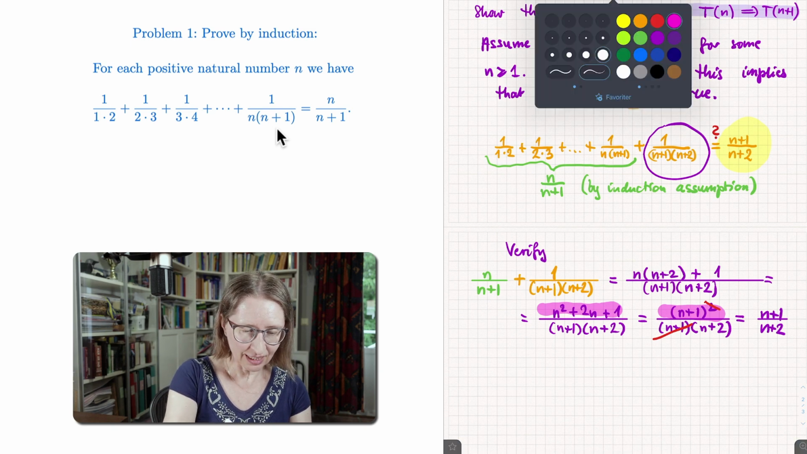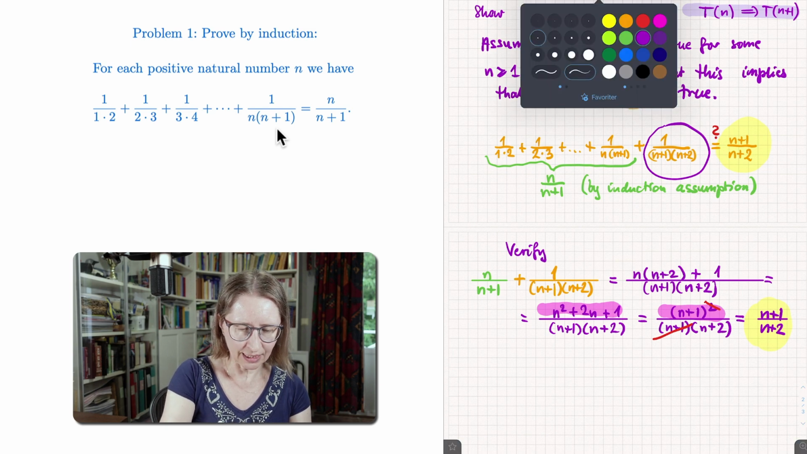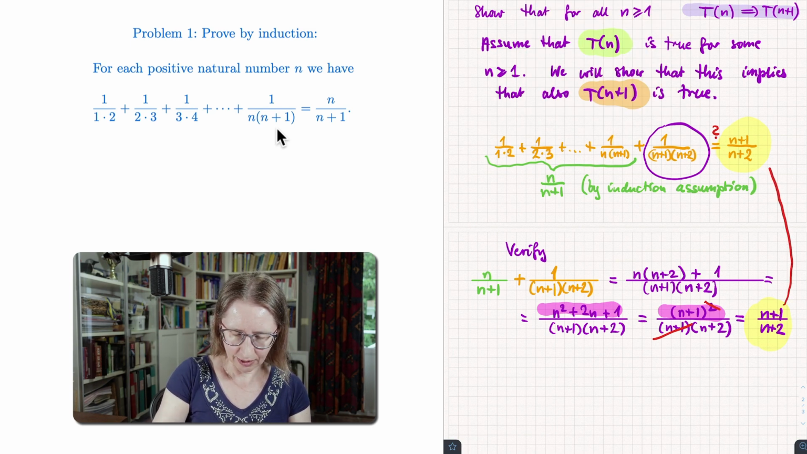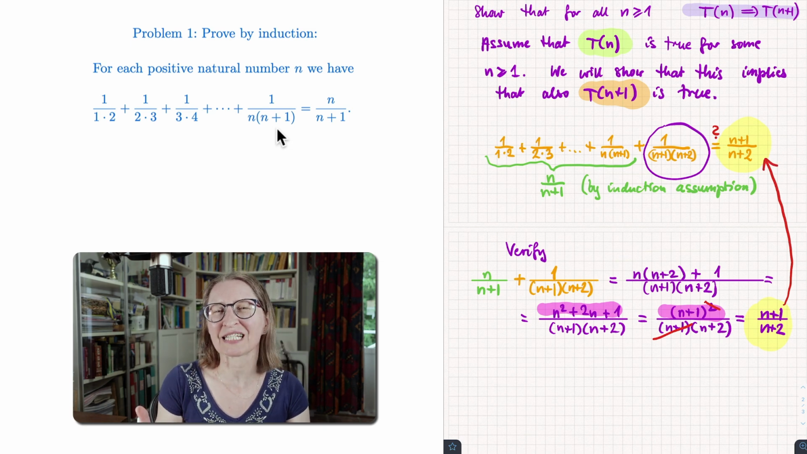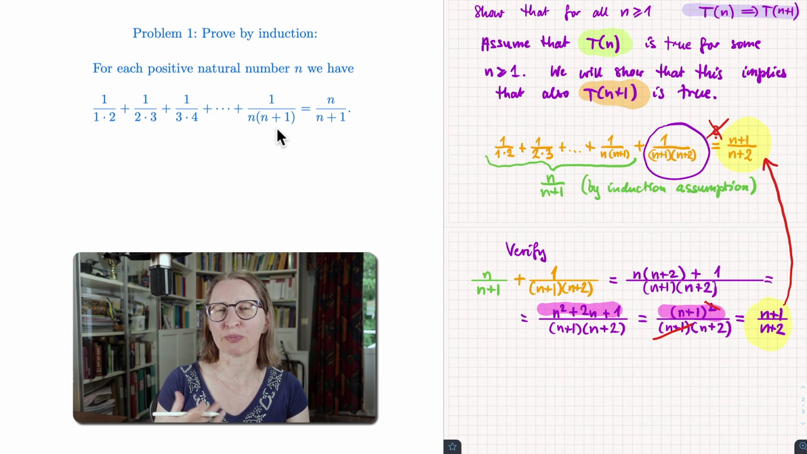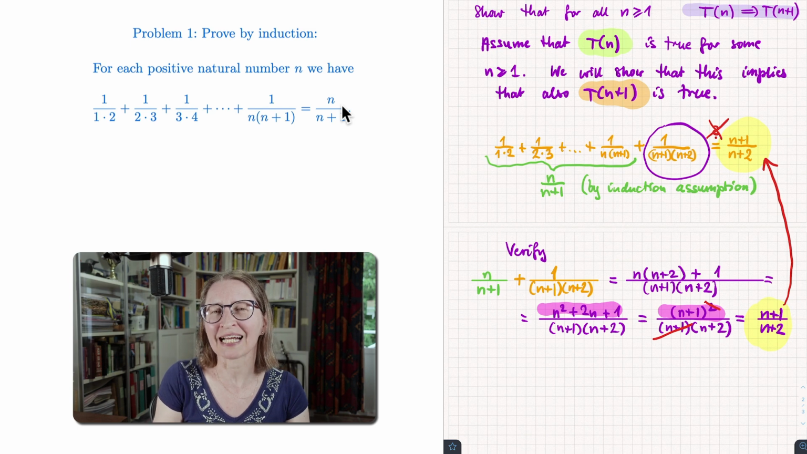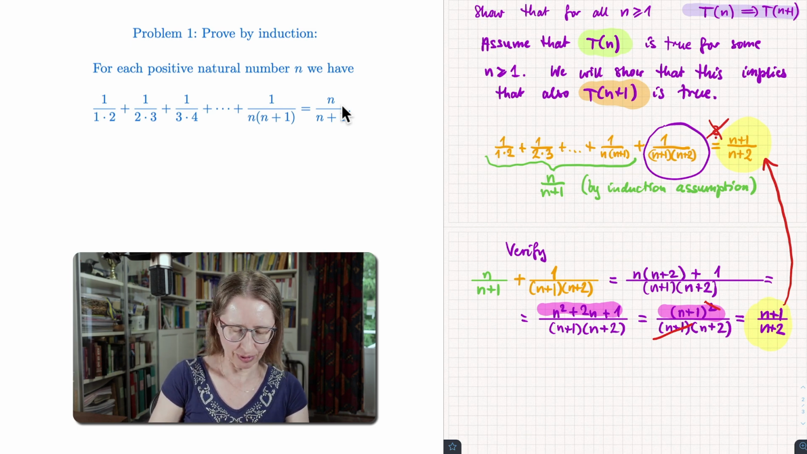And you see, it is exactly what we were supposed to get. This is exactly this expression which we were supposed to get. So indeed we see that if we suppose that our thesis is true for some n, then this information will give us a conclusion that the same statement is true for the next natural number, which is n plus 1.